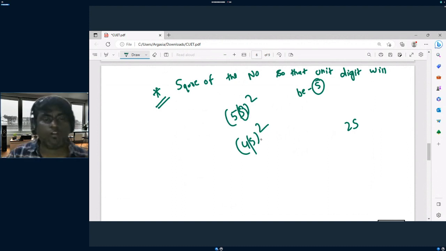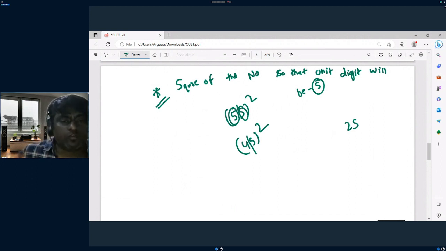Now what we have to do with the tens digit is multiply this digit with its successor. You know what the successor is? Suppose the number is n, the successor is n plus 1. So what is the successor of 5? That is 6. 5 times 6 is 30. So the square of 55 is 3025.